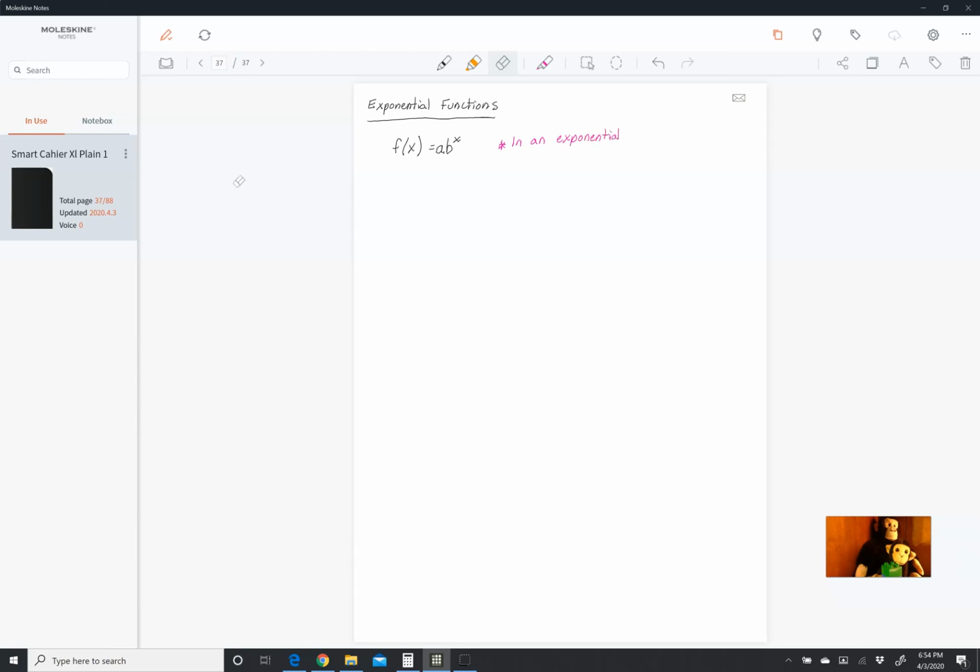Exponential function, our variable is the exponent. If your variable is anywhere else, it's not exponential. Okay, so we kind of talked about this already, but the b is the base.